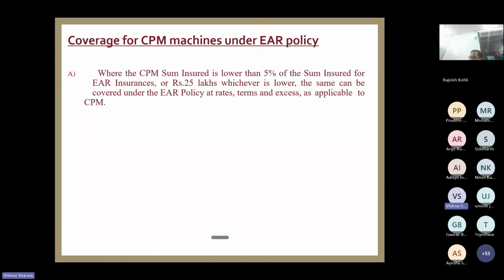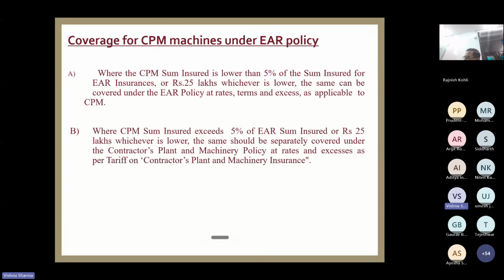If the value is less than 25, a lot of confusion is there under this. I have seen many policies where many wonders have been done. So the rule says if it is less than 25 lakhs or 5% of the sum insured, whichever is less, in that case there is no need to take a separate CPM policy. You just add the value in the schedule, CPM equipment 18 lakh, CPM equipment 20 lakhs, it's okay. But if the value exceeds 25 lakhs, then it has to be covered under a proper CPM policy.